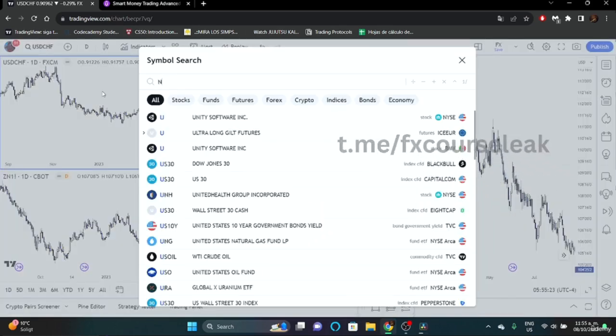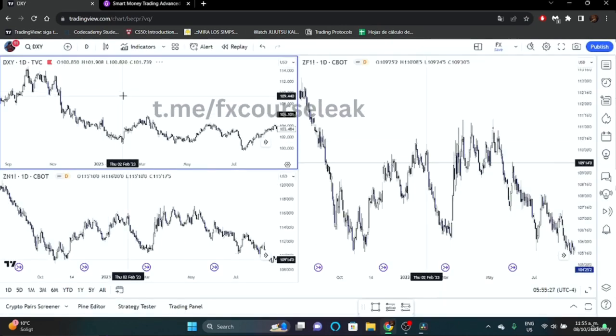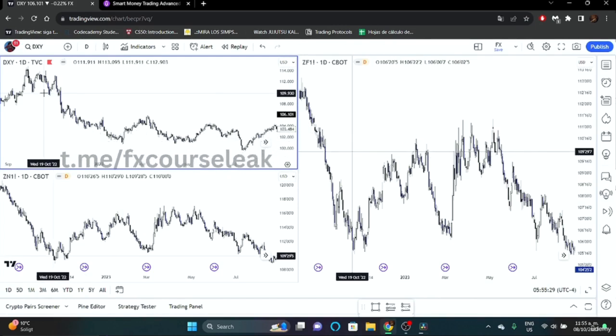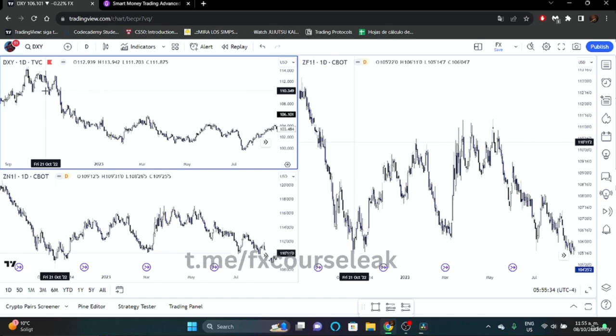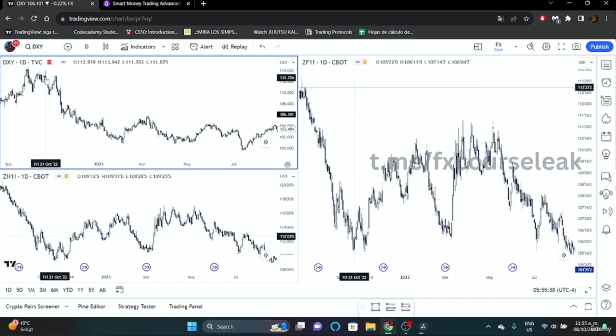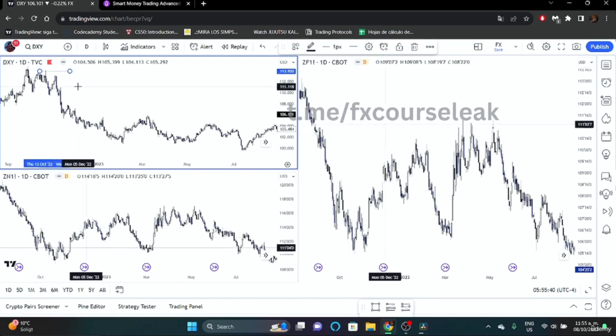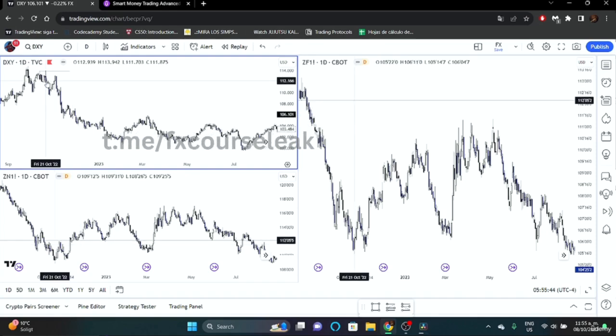What else do we have here? Let's go to DXY. What is DXY doing right here? Can you tell me? DXY right here, 21 of October. It's a higher high. Okay.